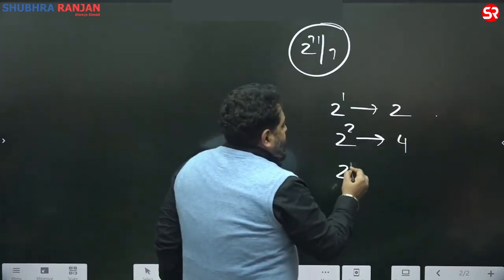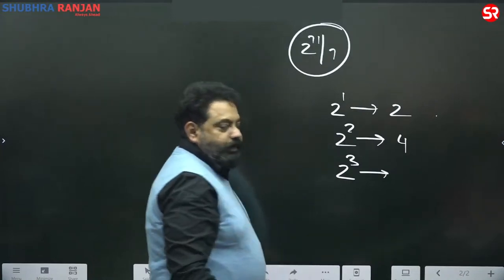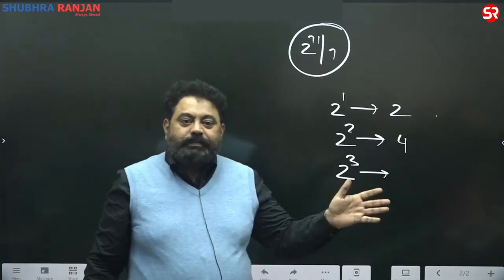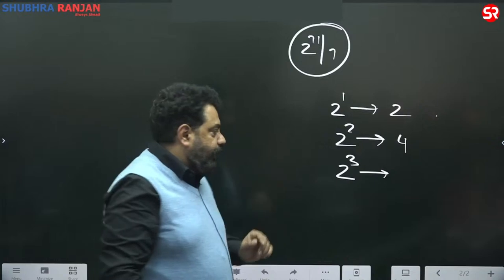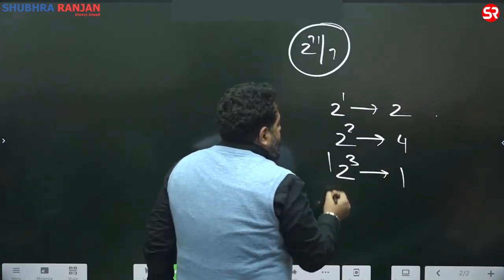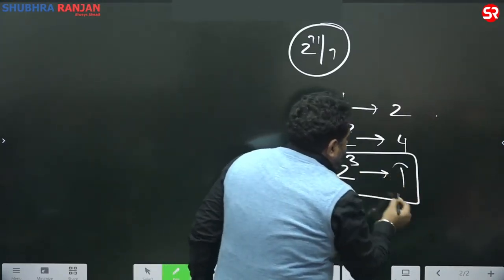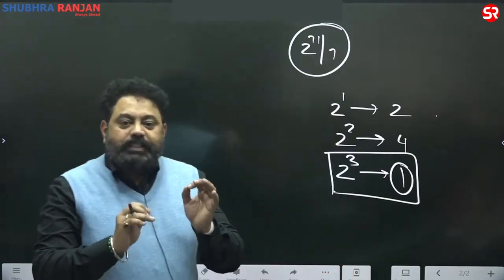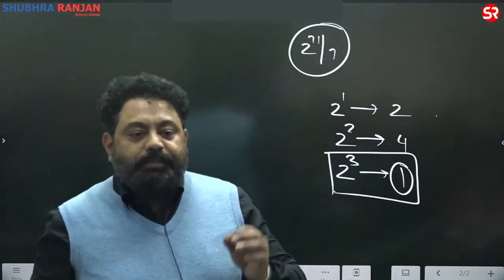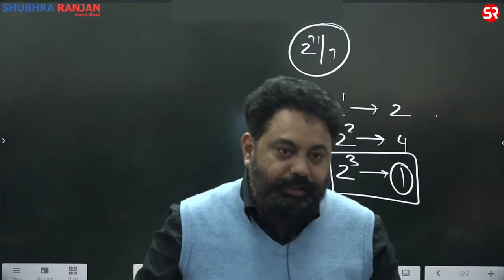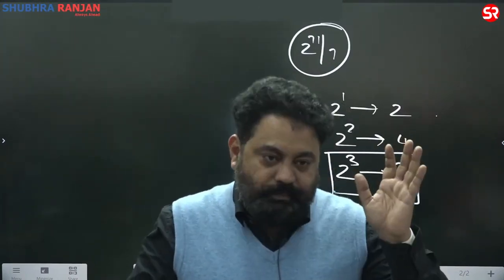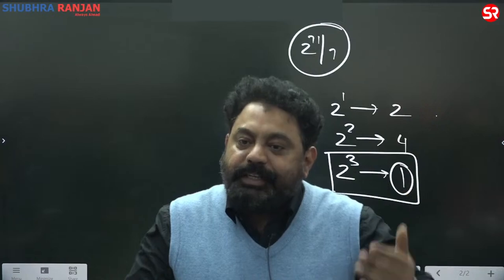2 to the power 3. What is 2 to the power 3? 8 when divided by 7, remainder 1. Right? First of all, you always try to make 1 as the remainder. This is a standard thing. So whensoever you get a question like this, you have to make 1. Clear? So you keep on increasing the powers.